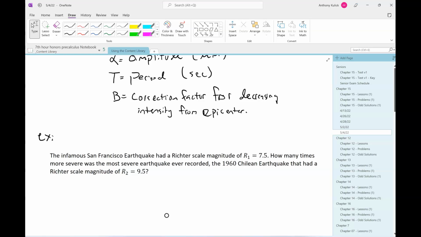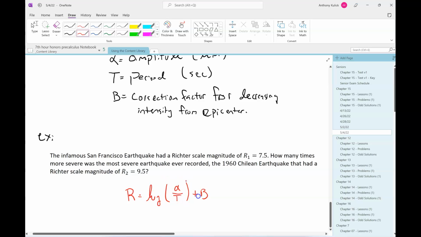How many times more severe was the most severe earthquake ever recorded, the 1960 Chilean earthquake that had a Richter scale magnitude of 9.5? So hopefully nobody is surprised when I want to bust out the Richter scale equation to do this. Right? Pretty obvious that we're talking about earthquakes. What is the question really asking about? It's the severity, right?